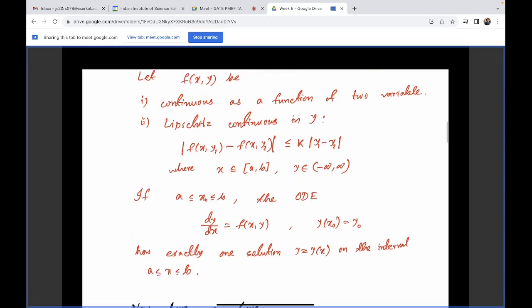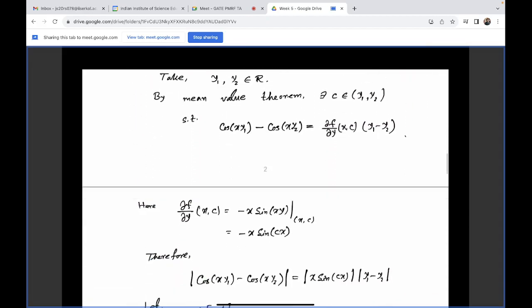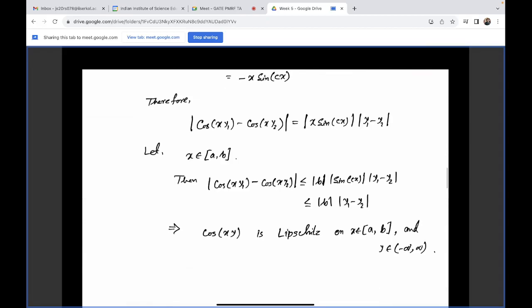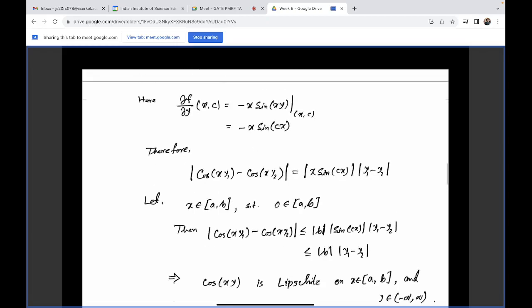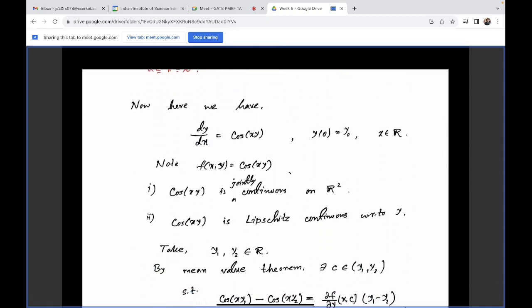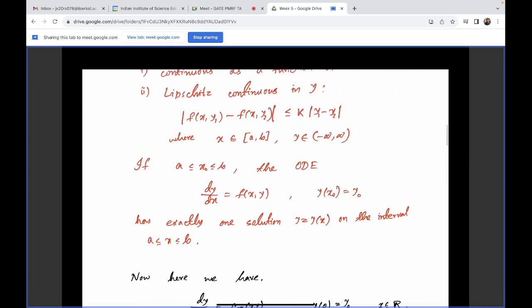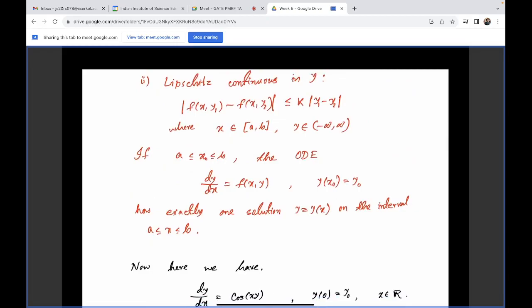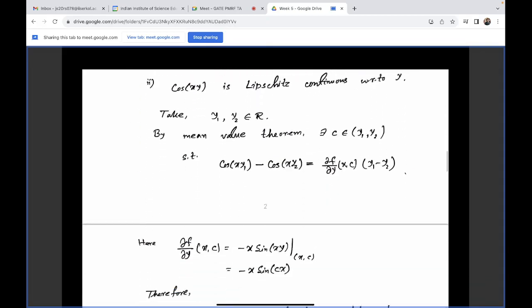So therefore we can say that, suppose we have also taken the interval such that 0 belongs to AB. We have taken some interval so that it contains 0, and the initial condition is given as y(0) equals y0. So by this theorem, this ODE has exactly what? One solution for all x in AB.